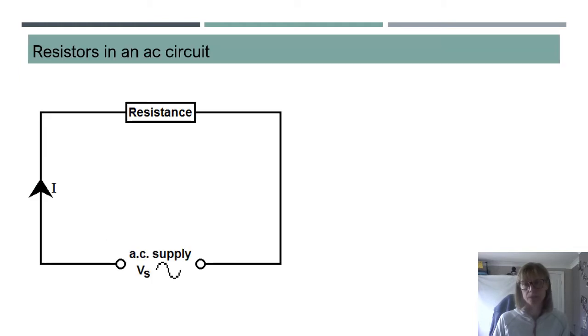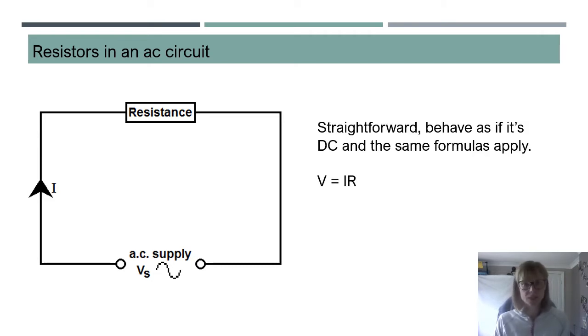Okay, so first of all, here we have our resistor and our AC supply in our series circuit. Now, resistors don't react to AC, okay? They are simple components, very straightforward, and they behave as if it's DC. And the same formulas apply, which is why I put Ohm's law there, a fundamental formula that you're all very familiar with. So that applies when it's simply a resistor by itself in the circuit with an AC supply.